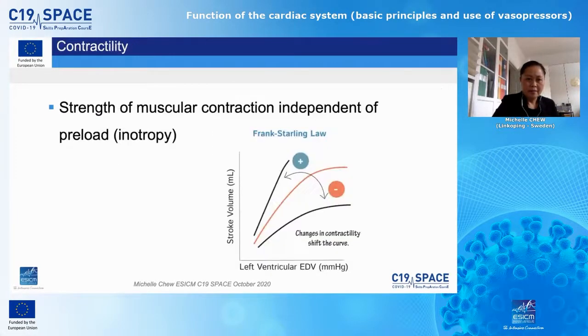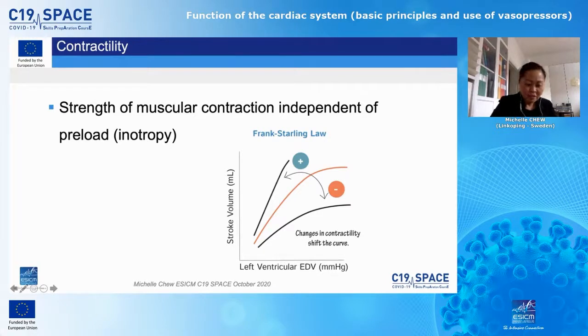So that was SVR. Now, the final determinant of stroke volume is myocardial contractility. So contractility is the strength of the muscle contraction that is independent of preload. So here you see the Frank-Starling curve again with the stretch, left ventricular end diastolic volume on the x-axis and the stroke volume or cardiac output on the y-axis. And you will remember that increasing preload will increase contractility up to a certain limit. So that is the effect of preload.